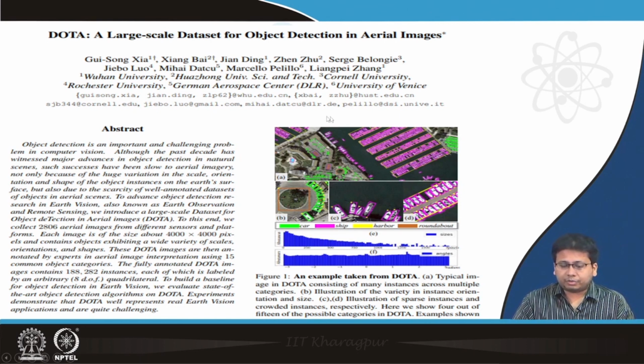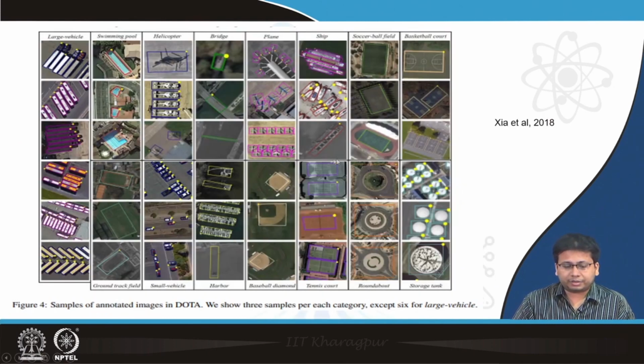So, these are some of the examples from this DOTA dataset. As you can see, this is a scene of something like a jetty where a large number of boats are parked closely to each other, and around each of the boats they have put a bounding box to indicate the precise location. In this case the object class is boat, but there are many instances of the same class. Similarly in the other images also.